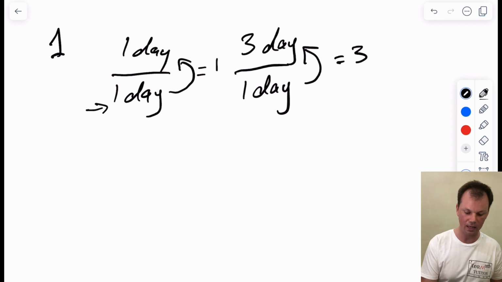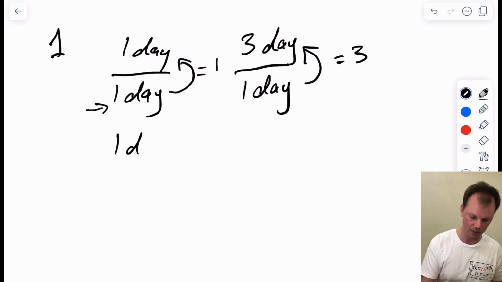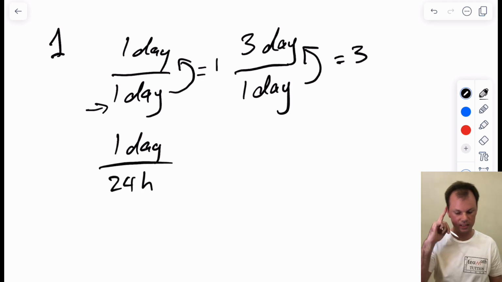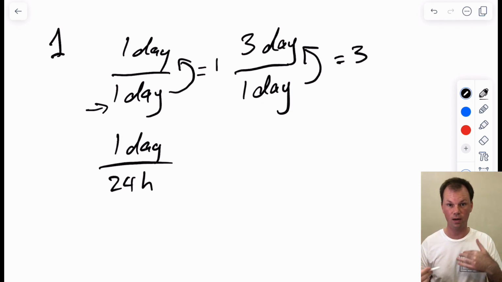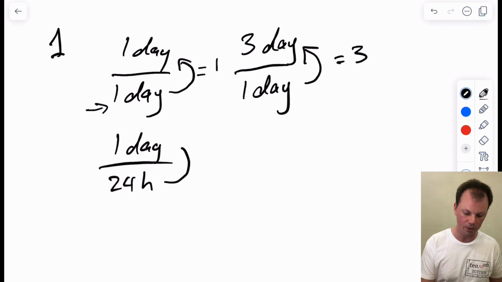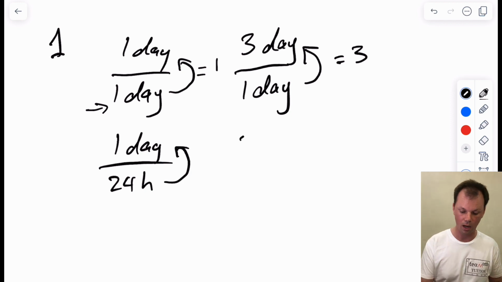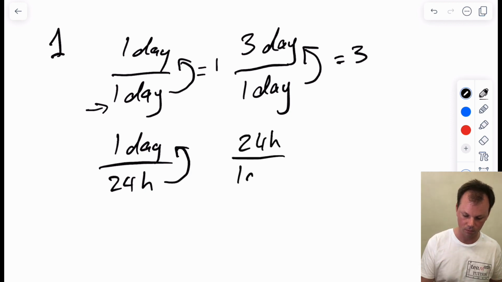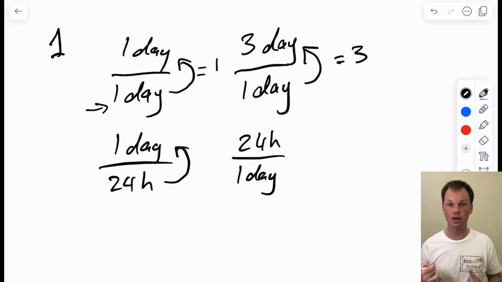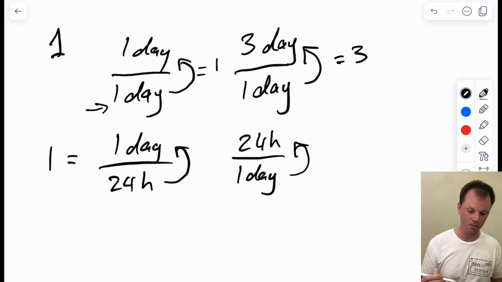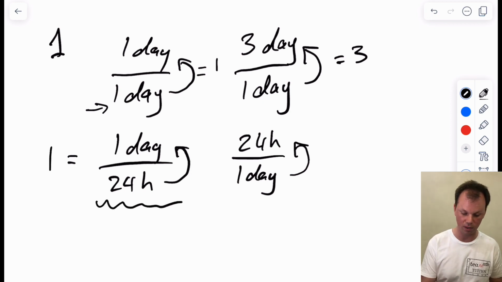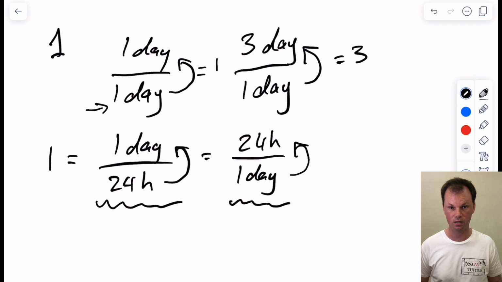Now we can write a day in a different way. We could write it like this, 1 day divided by 24 hours, right? So we've written a day in the denominator as 24 hours. And I could ask the same question. How many times does 24 hours go into 1 day? Well, it goes in once, right? I could write it this way. How many times does 1 day go into 24 hours? Well, it goes in once. So 1 is the same thing as writing it like this. This is a fractional representation of 1. And it's the same as writing like this, which is also a fractional representation of 1.